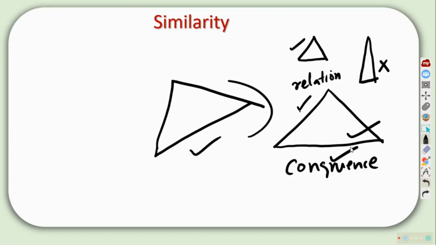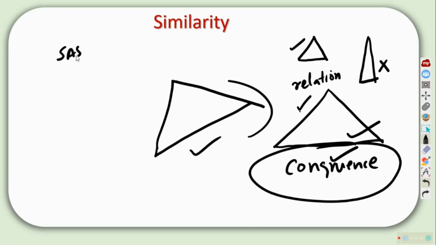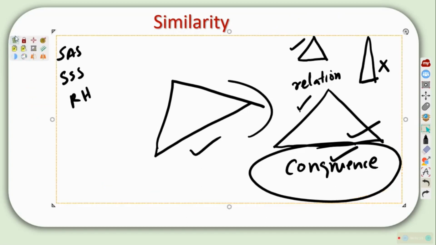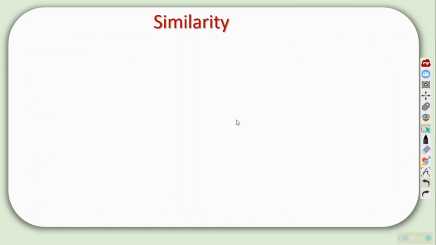ये दोनों आपको मालूम. Congruence you have studied. Test of congruence of triangle, like SAS test, SSS test, ये सब आपने पढ़ा है. And right angle hypotenuse वाला right angle के केस में. All these things you have studied. What I am trying to make you understand is similarity is slightly different. All congruent triangles are similar, but similar triangles are always not congruent.